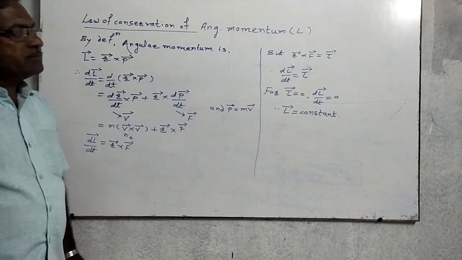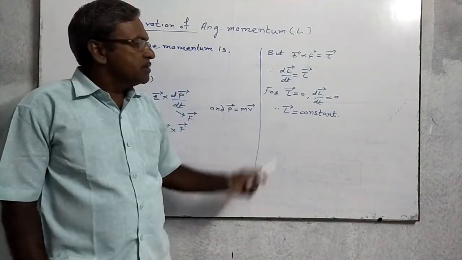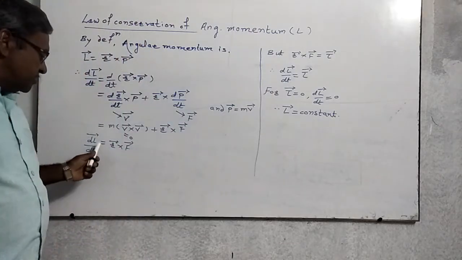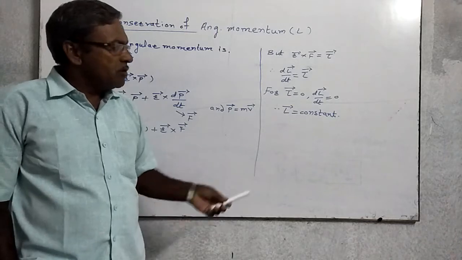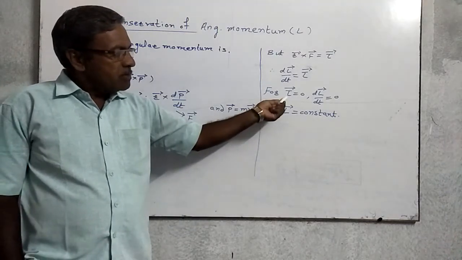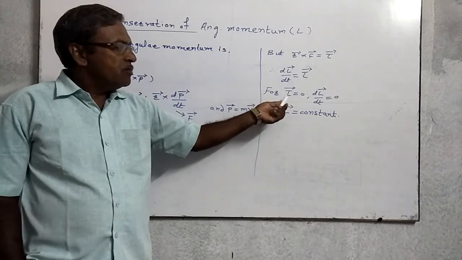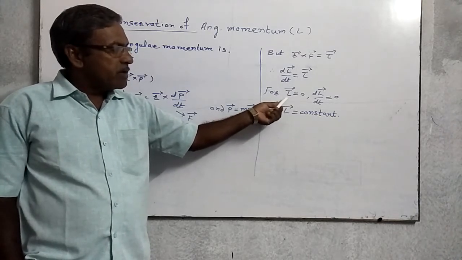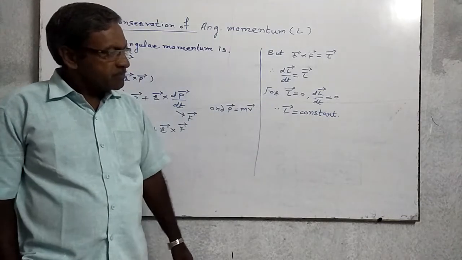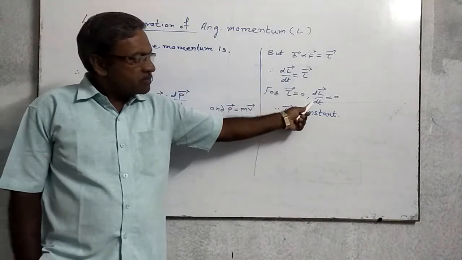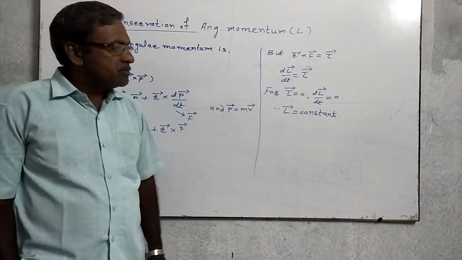By definition, this r cross f is nothing but torque. So ultimately this dl by dt is nothing but torque acting on body. For no external torque, when no external torque is acting on rotating body, what happens there? Torque we consider 0. So this equation dl by dt is equal to 0.